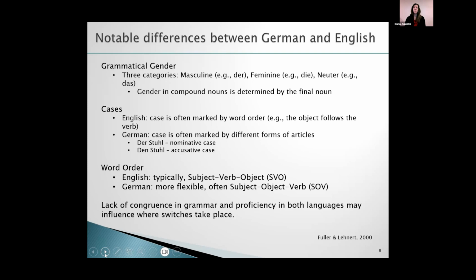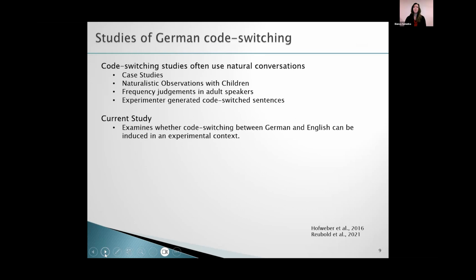And then the word order within some phrases: in English, typically within phrases, it will be subject, verb, object, but German word order tends to be more flexible and in some cases also uses that subject, object, verb combination. And so a lack of congruence in grammar and proficiency may influence where these switches take place, when they take place.